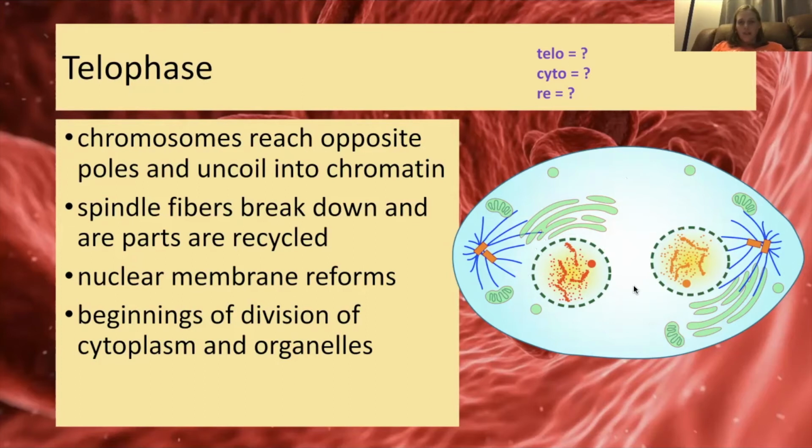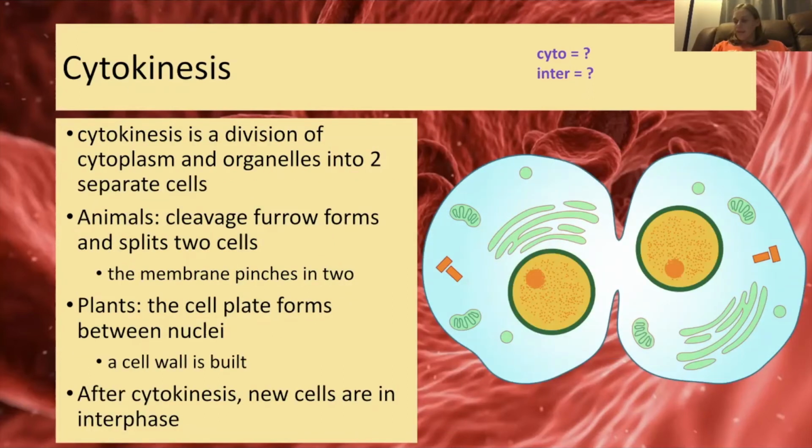So telophase, notice we have one cell and two nuclei. And sometimes cells don't go through cytokinesis and split to make two completely new cells. You'll wind up with one cell and multiple nuclei. This happens in muscle cells, for example. Most cells, however, are going to go through cytokinesis.